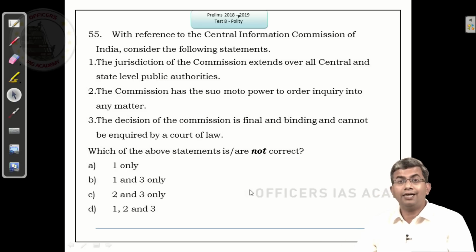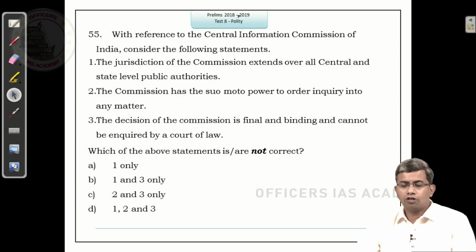With reference to the Central Information Commission of India, again, because we have had so much news and controversy relating to the Right to Information Act, questions may come from the Right to Information Act. Consider the following statements. The jurisdiction of the Commission extends over all central and state level public authorities. The Commission has the suo motu power to order inquiry into any matter. The decision of the Commission is final and binding and cannot be inquired by a court of law. Which of the above statements is not correct?